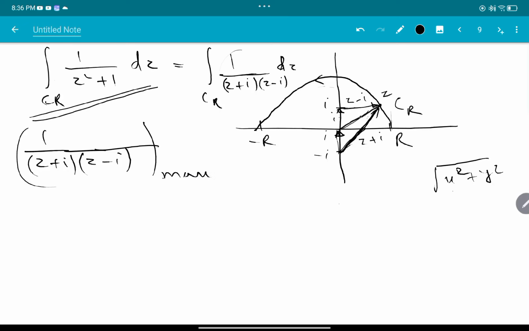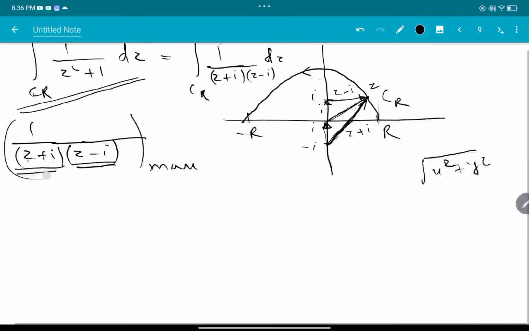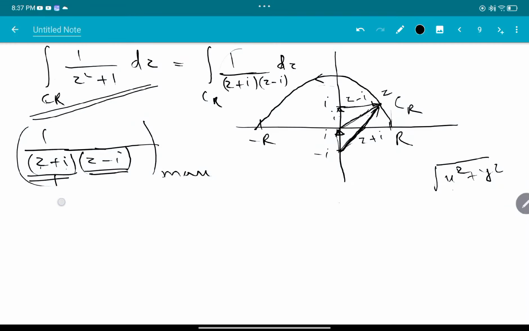For the maximum value of this, I should search for the minimum value of the denominators, because when these are minimum, the ratio will be maximum. So I will go for the minimum value of Z plus I and the minimum value of Z minus I. Now look, let us see first Z plus I. Why do you think Z plus I will be minimum?